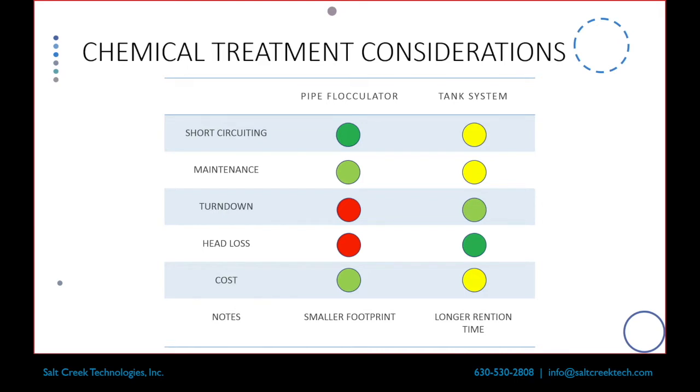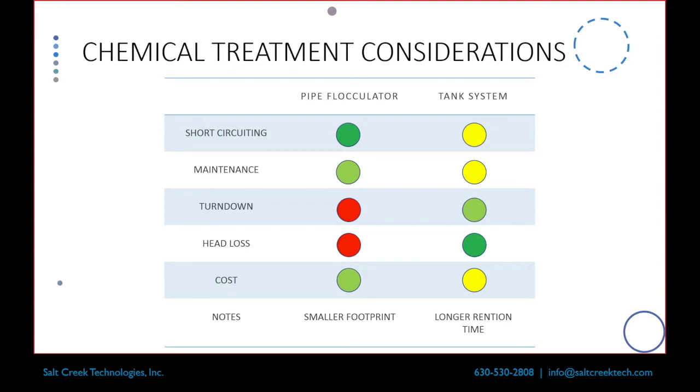I think I touched on most of these things. I guess the only one I didn't really talk about is a tank system can be, if it's not designed, and Chris alluded to this a little bit with making sure you have injection points in all the right places, you want to be sure that you're not short-circuiting. A tank system has more potential to have that happen, whereas with a pipe flocculator a lot of times you can't really put it in the wrong place.